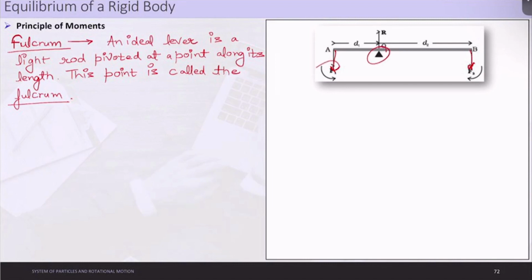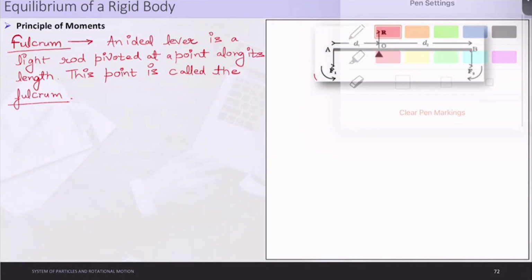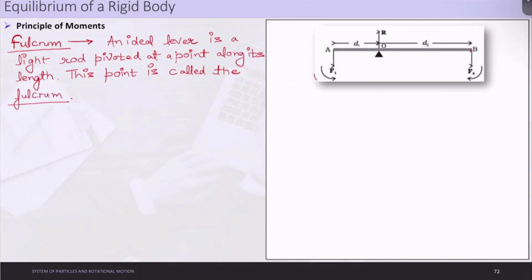There's a fulcrum and there are two forces acting in the downward direction. You can assume those to be gravitational forces acting downward. Fine. So now let us try to find the equilibrium of this complete rigid body. So here, for translational equilibrium, what can we write? Let me go very slowly.